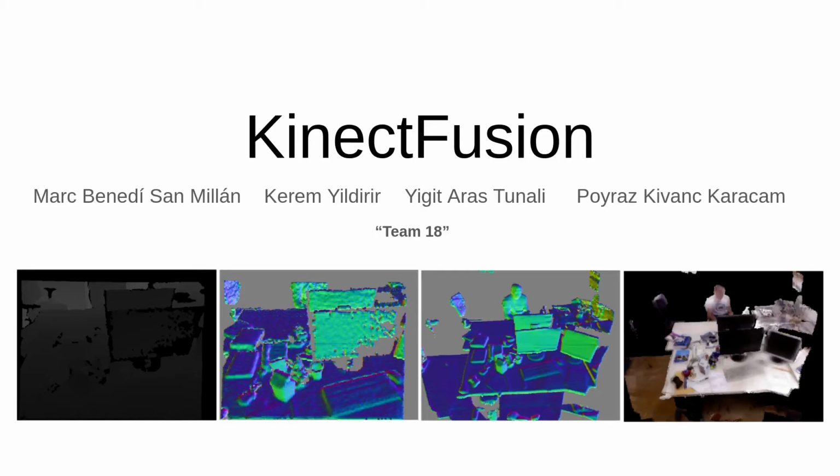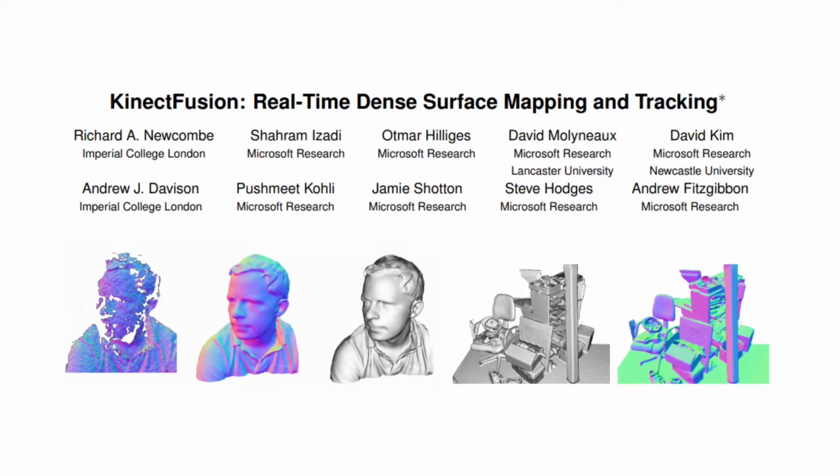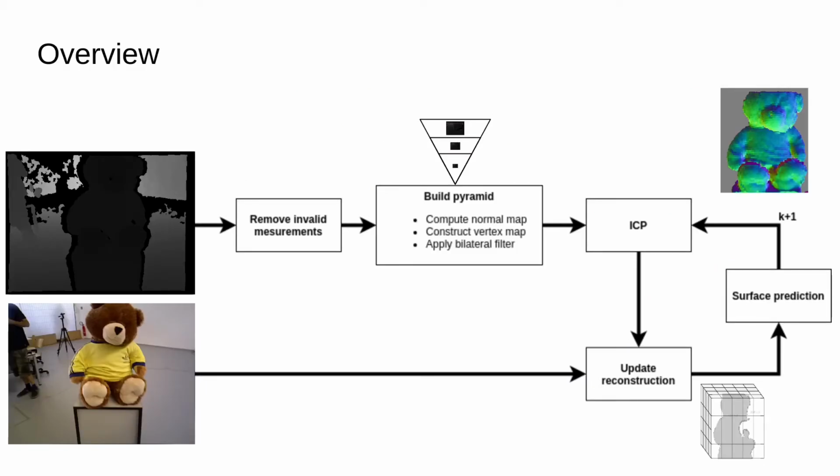We are Group 18 and we present our implementation of KinectFusion. KinectFusion is a work presented in 2011 by Newcombe et al., where they presented a method for real-time mapping of indoor scenes. Our implementation builds a pyramid in order to do a coarse-to-fine pose estimation. This pose is used to update our volumetric scene representation, which is later raycasted to obtain a surface and align future frames.